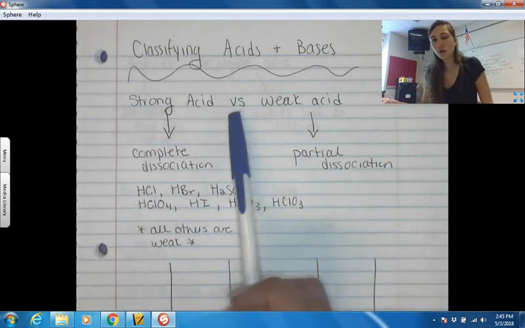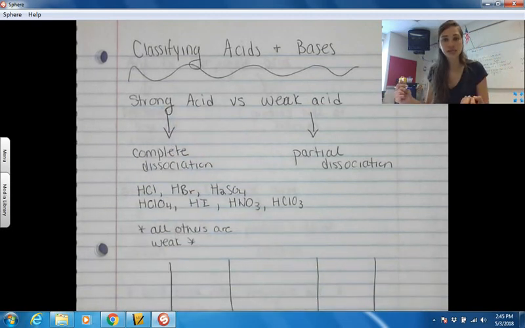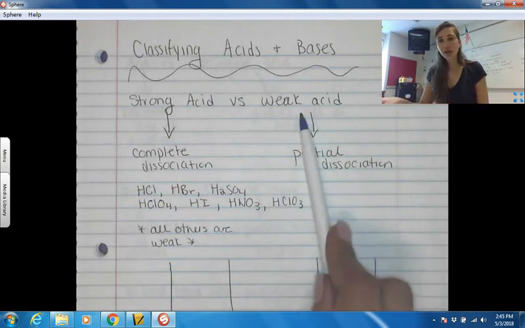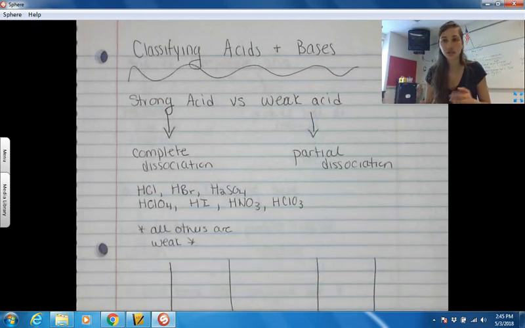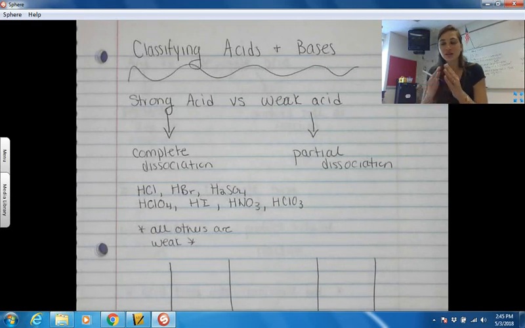So what we need to know is that the word strong, whether we're talking about acids or bases, means complete dissociation. That means that the ions that make up our acid or our base are completely breaking apart when they are put into water. Weak acids partially dissociate, meaning that they partially come apart. Now, it's not that you can separate just a little, it's that some of the molecules are going to separate and others of them are going to stay together.